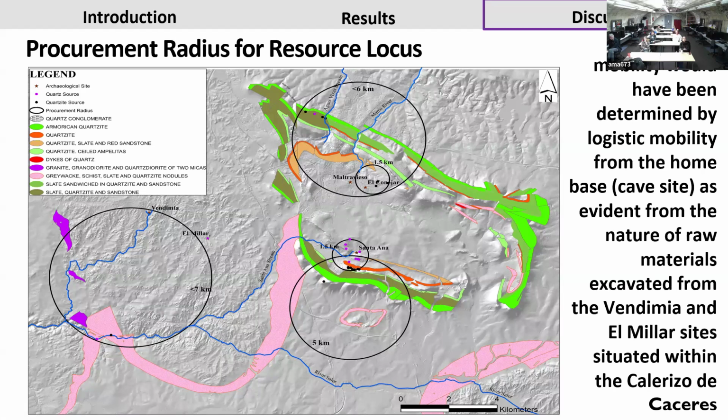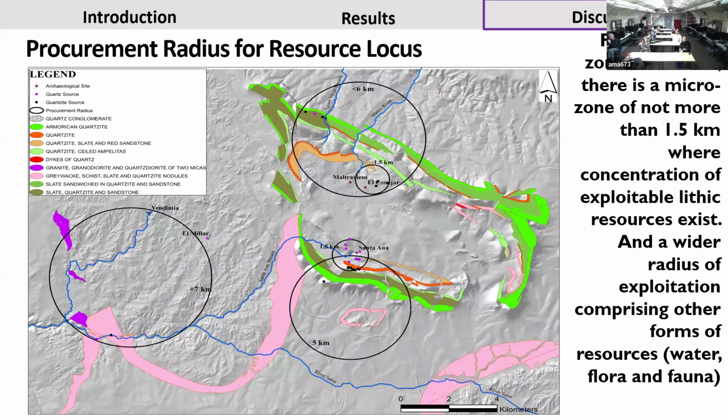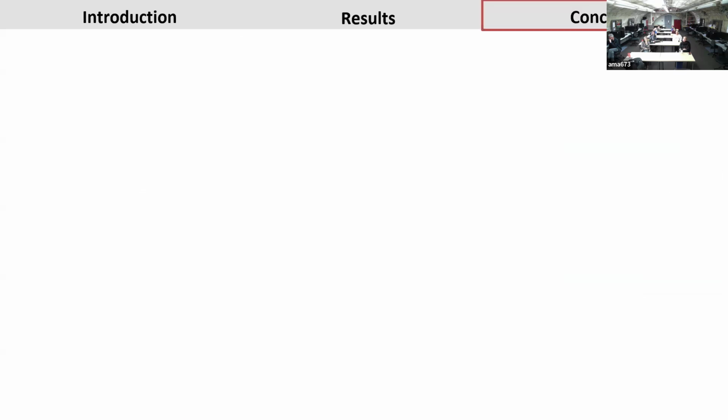So the assumption is that people would probably have traveled from Santa Ana Cave to different parts of the landscape, particularly when they came to this area of the Salor River. And that's why we have found two other new sites, Vendimia and El Milla, because this area has granite boulders that would have provided temporary accommodation for people when they moved about trying to source resources. And different areas have been, well, I've already explained this, 1.5 kilometers and 15 kilometers.